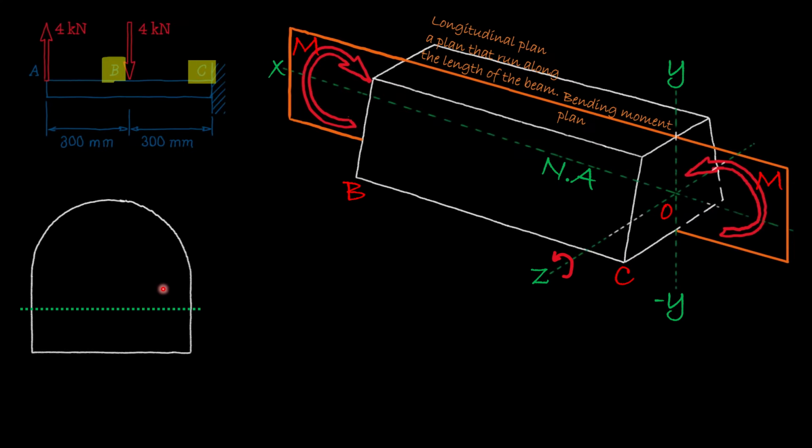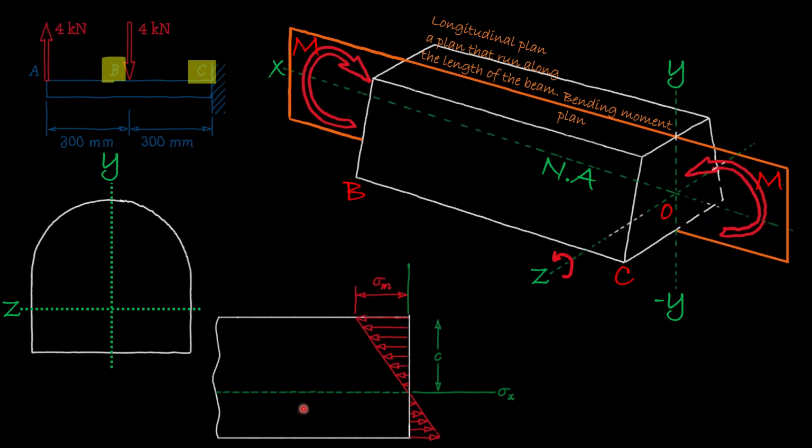So this is our cross section right here. Now let's draw this horizontal line, which is z, and then our vertical line, y. Now if we take this as a side view, when we apply these moments, that's what we're going to have. This will be our neutral axis right here, and this will be our c value. The c value is the distance from the neutral axis, or the x-axis, all the way to the top of the beam, or all the way to the bottom of the beam.